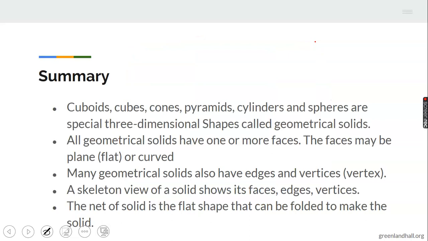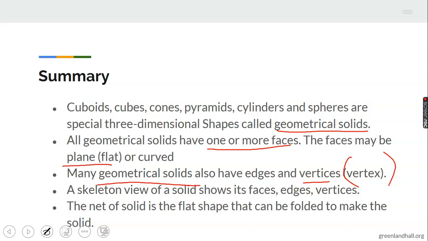Now, summary. One, cuboids, cubes, cones, pyramid, cylinder, and sphere are special three-dimensional shapes called geometrical solids. Two, all geometrical solids have one or more faces, as we have seen. These faces may be flat, called plane, or curved. Three, many geometrical solids also have edges and vertices.